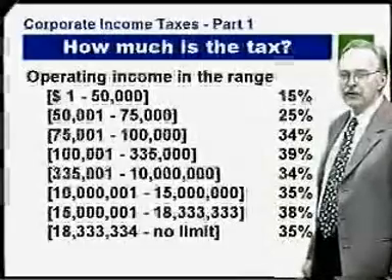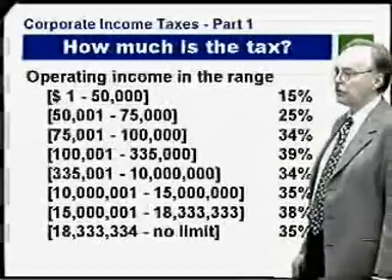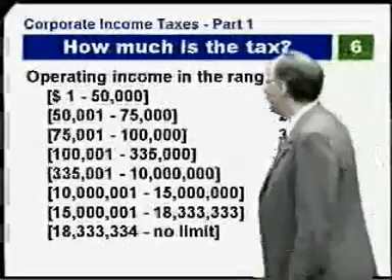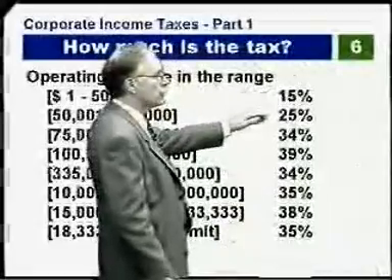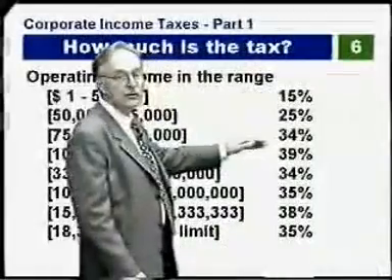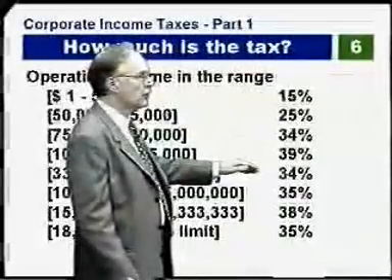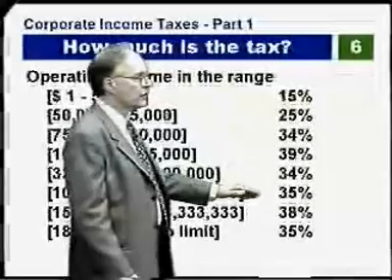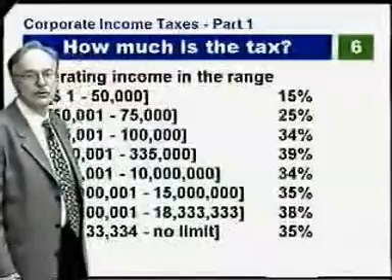The third bracket, 75 to 100, is taxed at 34%. And so it continues. And we see the numbers increasing, going up from 15 to 25 to 34, 39. You might think, well, are they continuing to increase? Well, no, they actually go down again to 34, goes up a little bit to 35, up to 38, and eventually it levels off at 35%.